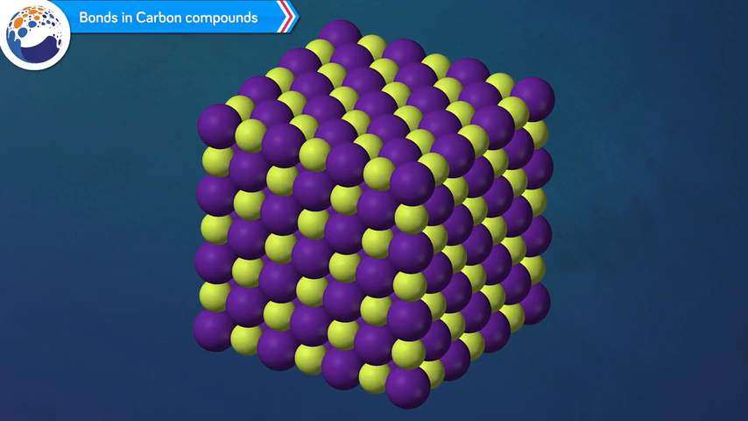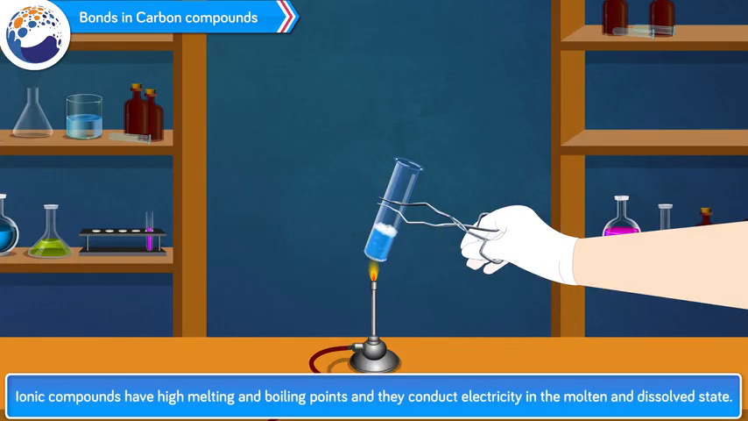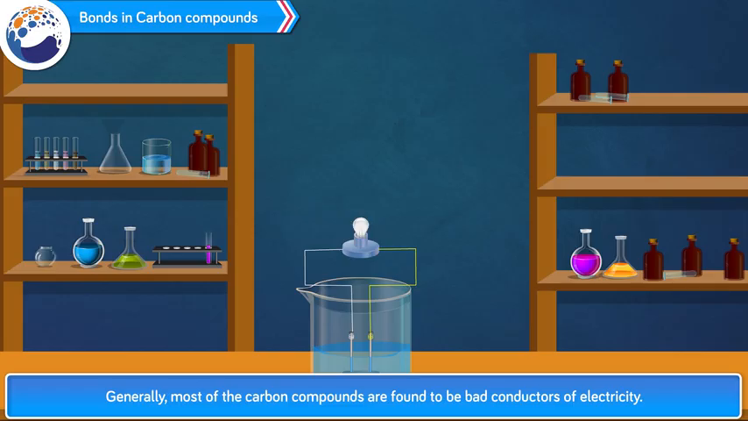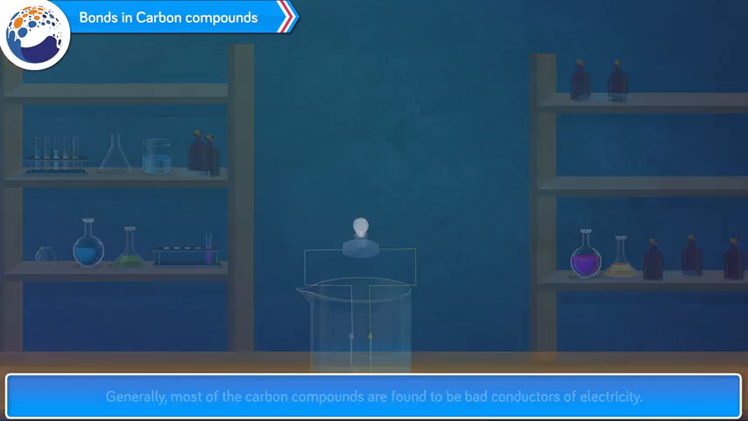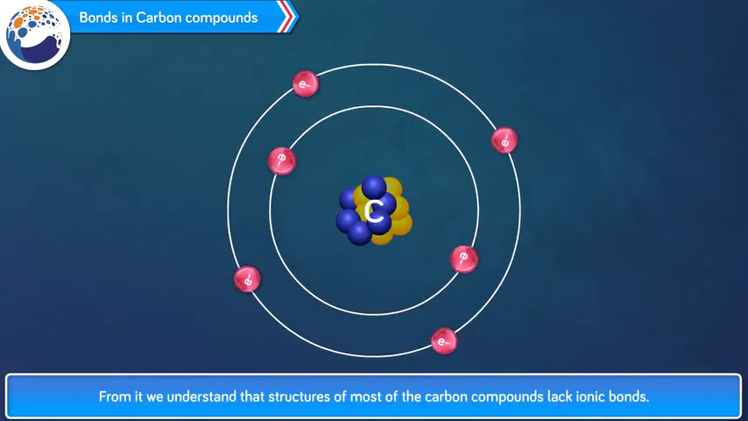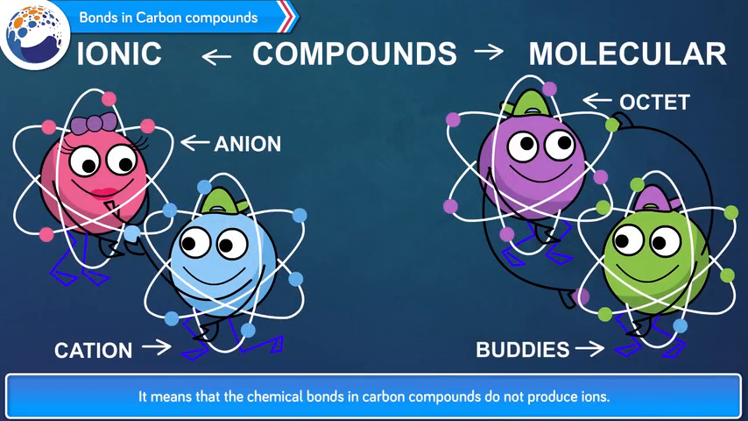Bonds in carbon compounds. We have learned about ionic compounds in the previous chapter. Ionic compounds have high melting and boiling points and they conduct electricity in the molten and dissolved state. Generally, most of the carbon compounds are found to be bad conductors of electricity. From this we understand that the structures of most carbon compounds lack ionic bonds. It means that the chemical bonds in carbon compounds do not produce ions.